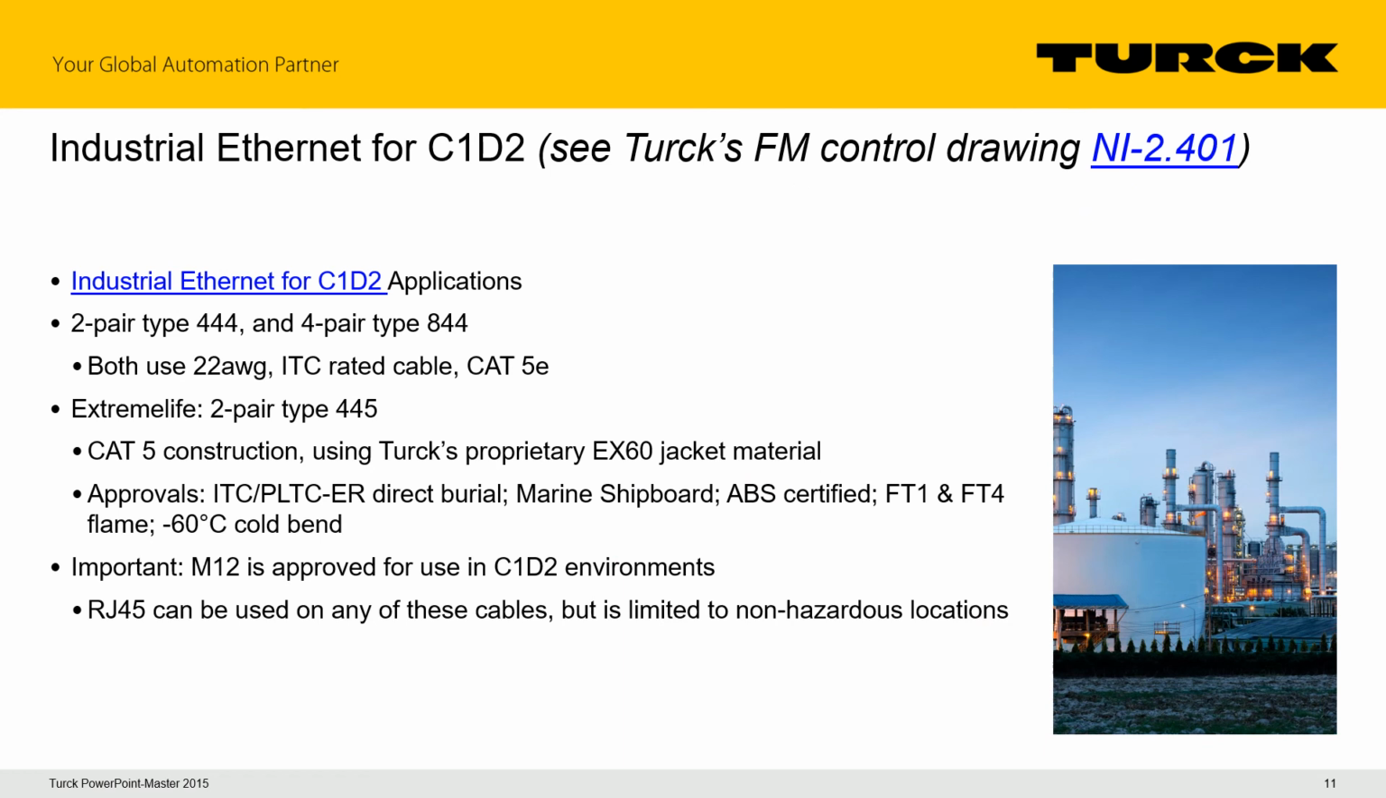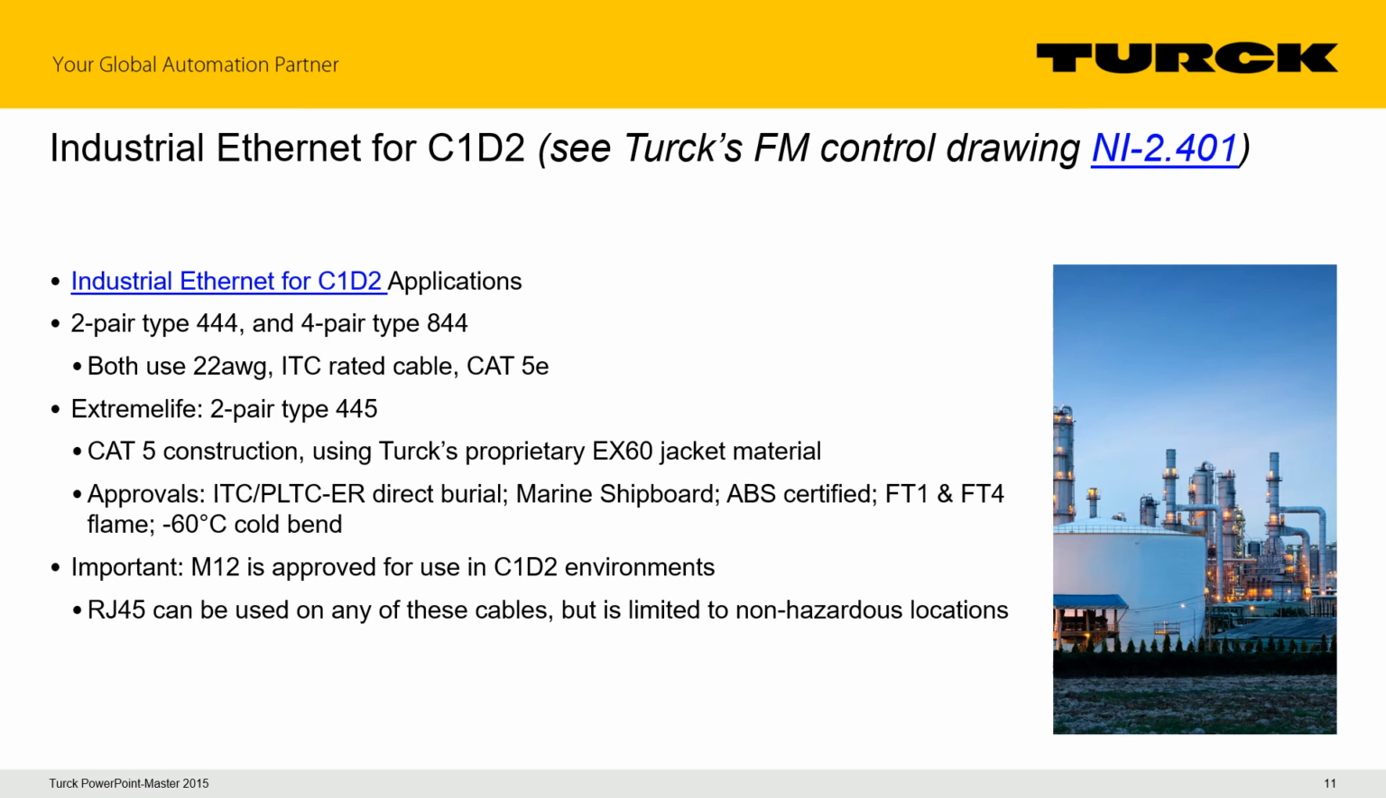Along with providing cables suitable for field bus protocols, Turck also provides industrial Ethernet for hazardous locations, which is unique compared to some of the competition. The minimum specifications for Class 1 Division II environments call for 22-gauge ITC-rated cable, and Turck has both a 2-pair shielded Type 444 and a 4-pair shielded Type 844. Both use the same high-quality TPE material as mentioned earlier, while also meeting the requirements for Class 1 Division II environments.